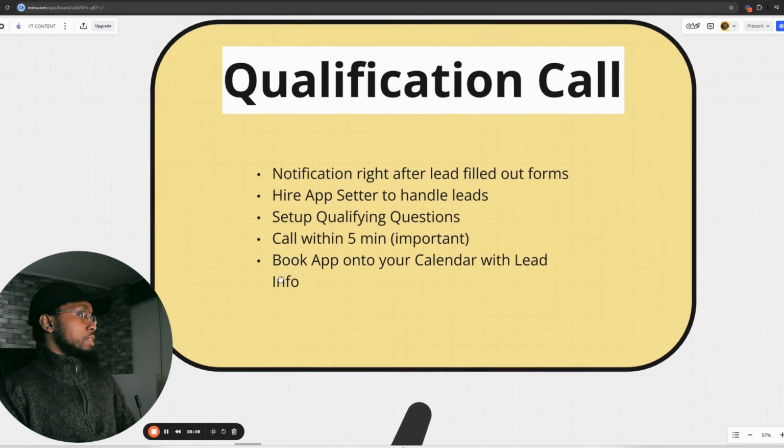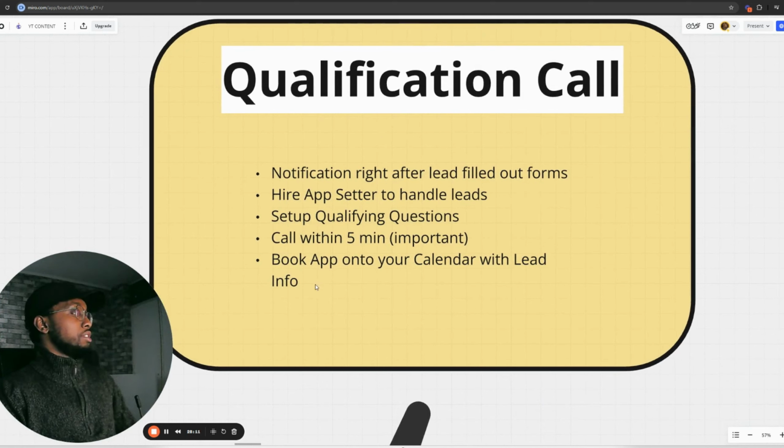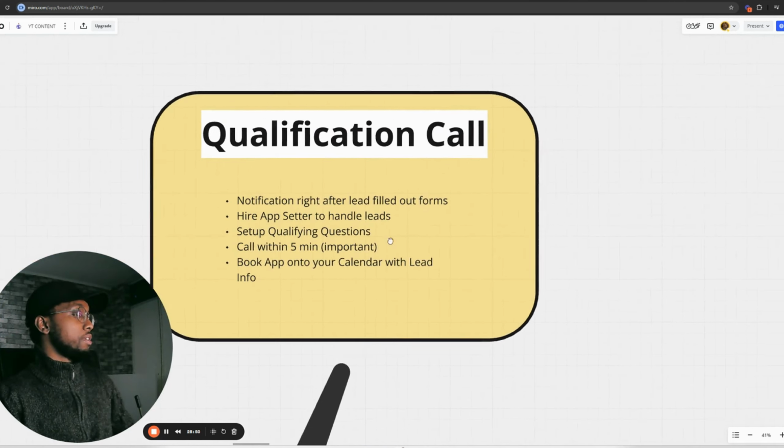So last but not least, those appointment setters are going to book an appointment onto your calendar with all the necessary lead information. So they already asked those qualifying questions, the leads answered them, and all the answers, and all the necessary information that you want from those leads are going to be put onto your calendar with that particular lead, right? So that's all.